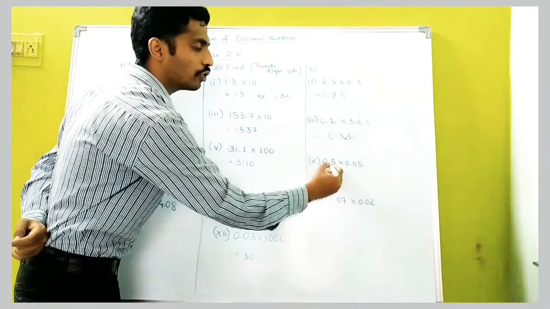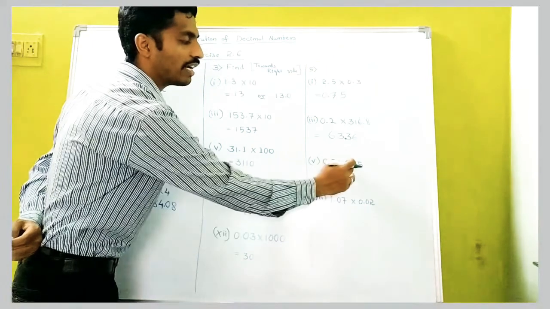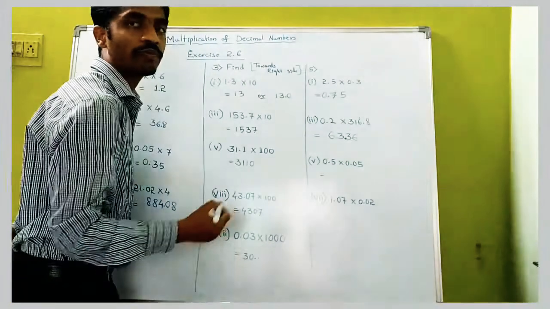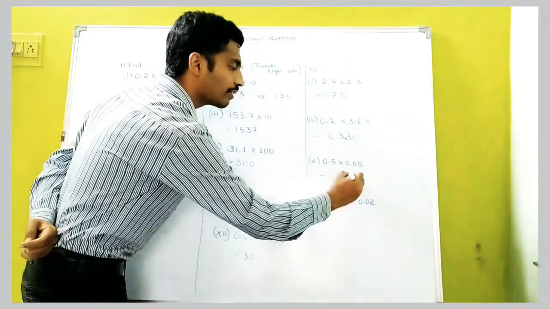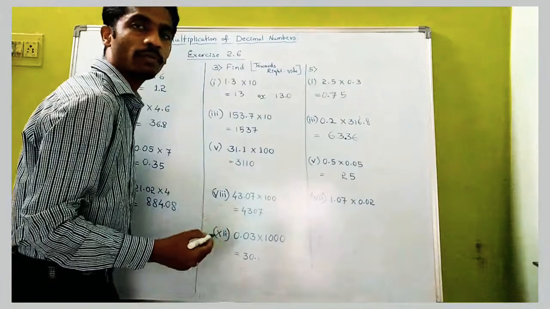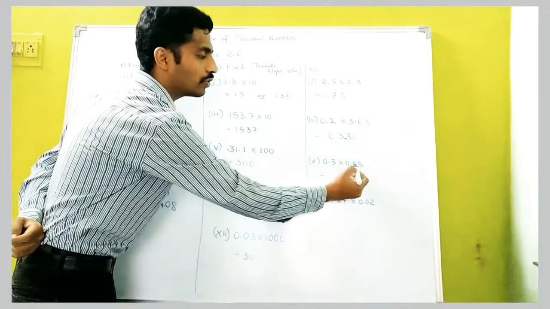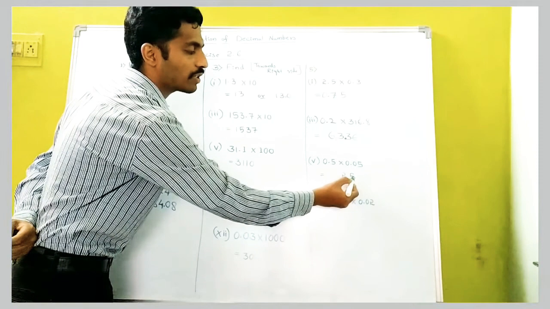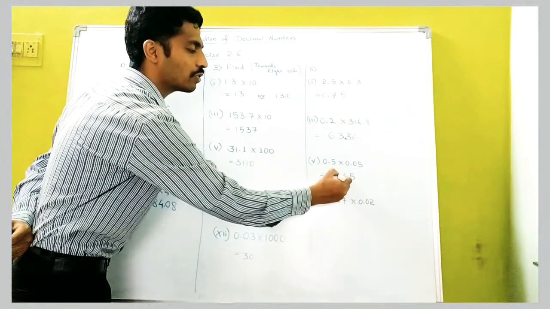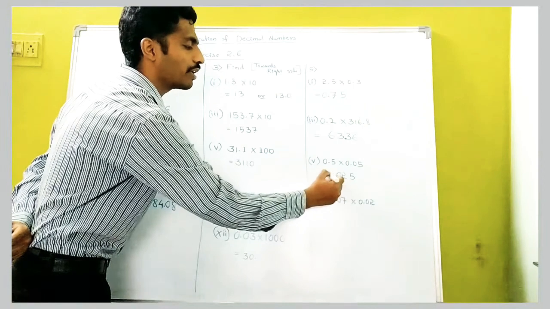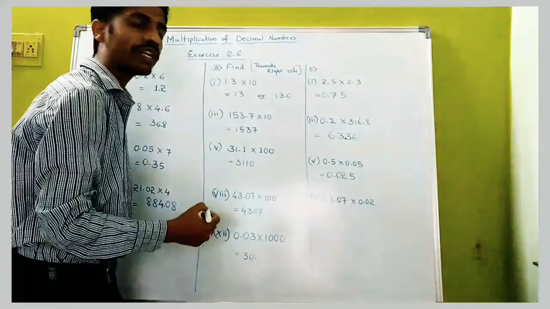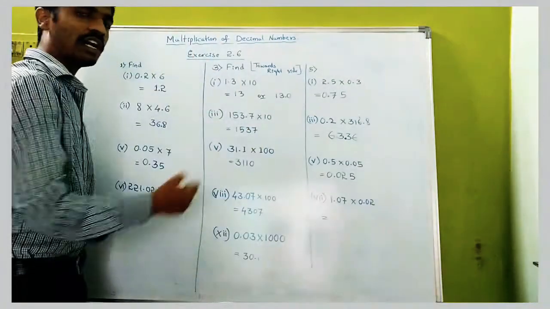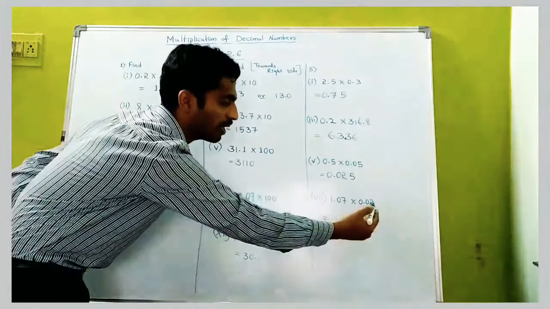Again here 0.5, just neglect the 0 and ignore the point here also. So it becomes 5, it becomes also 5. 5 5s are 25. Now count the decimal numbers. 1 2 3. Total how many are there? 3 are there. So put it after 3 numbers. 1 2, and the number is not there, so take the 0 and put the point. So this is our answer, 0.025.